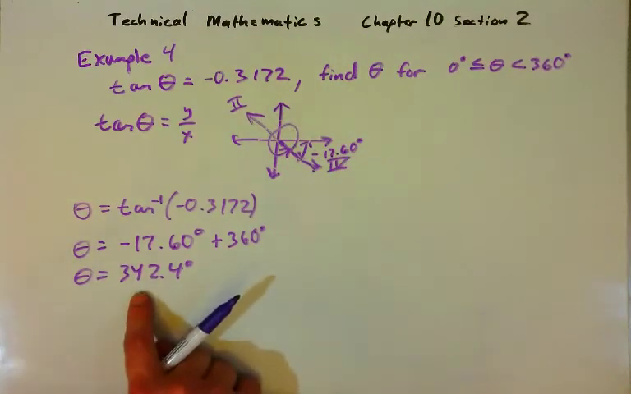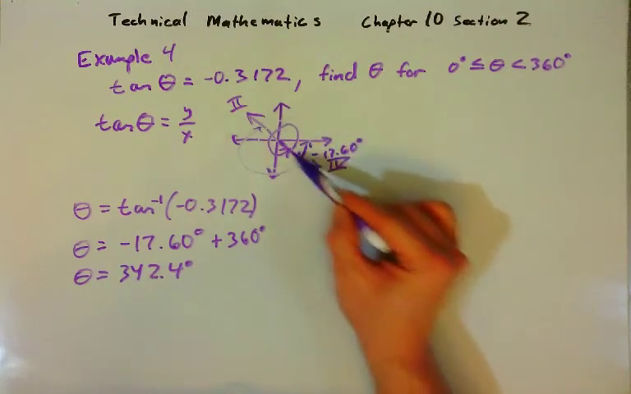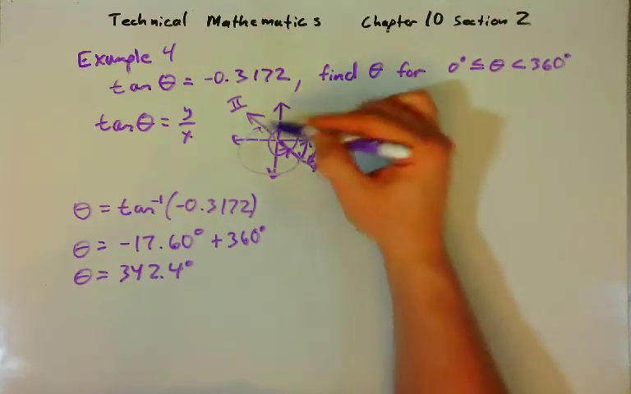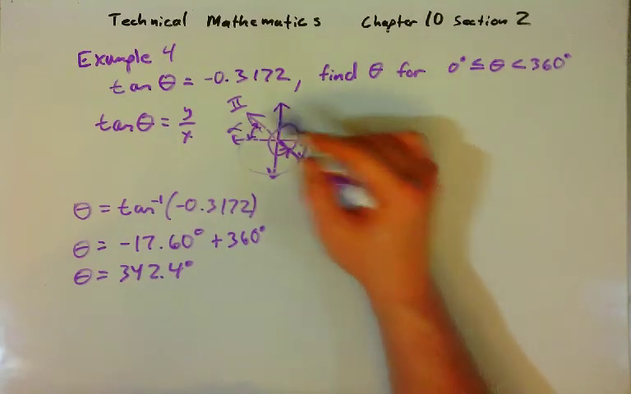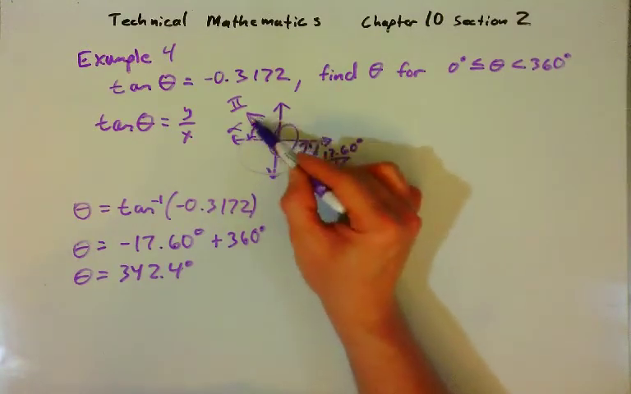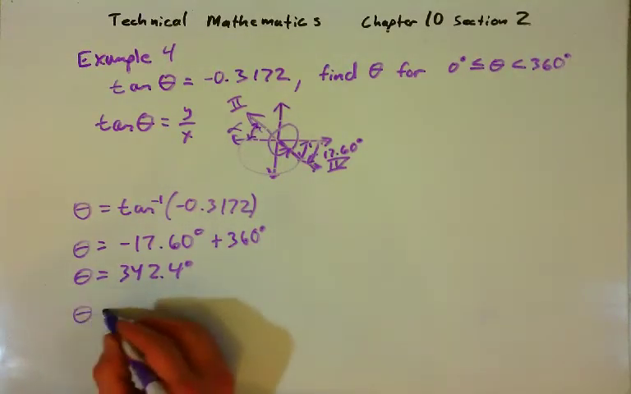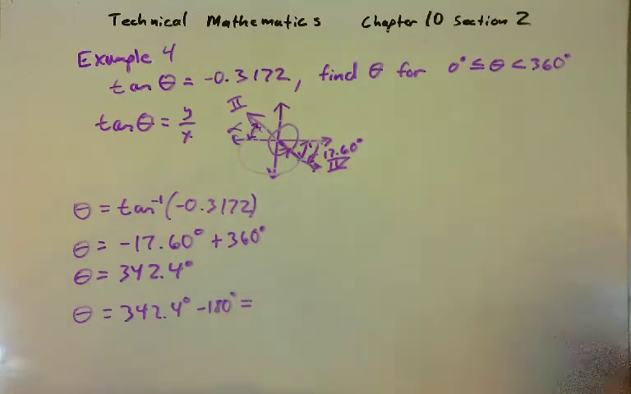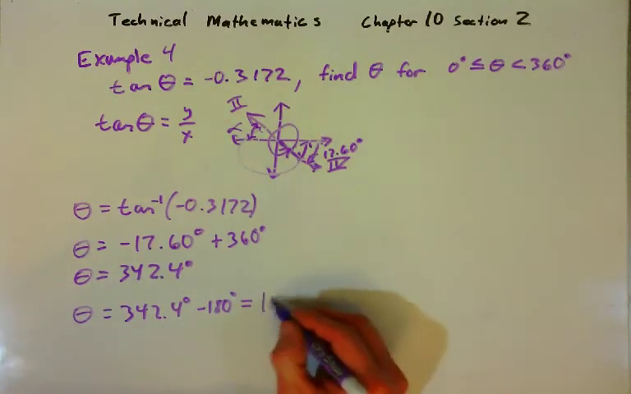But we still have the problem of finding the other angle. What is the other angle? And so you can find the other angle by subtracting 180 degrees. As it turns out, for tangent, the reference angle from the x-axis to the angle that we're looking for is going to be the same in the second quadrant, right? So the reference angles alpha are going to be the same. If we add or subtract 180 degrees from one angle, we'll get the other. And so the other possible solution for theta is 342.4 degrees minus 180. The other answer is 162.4.